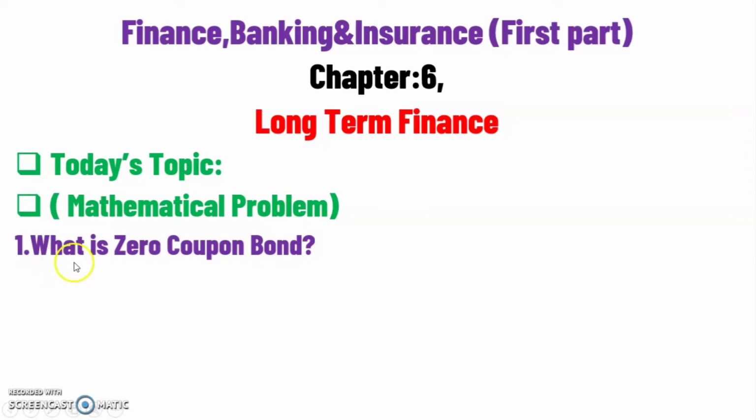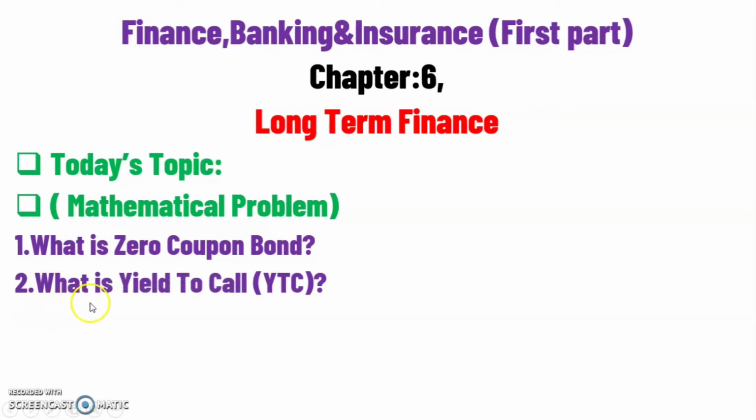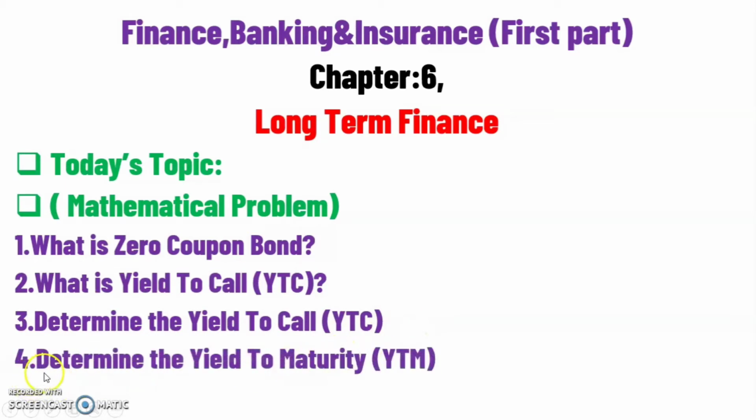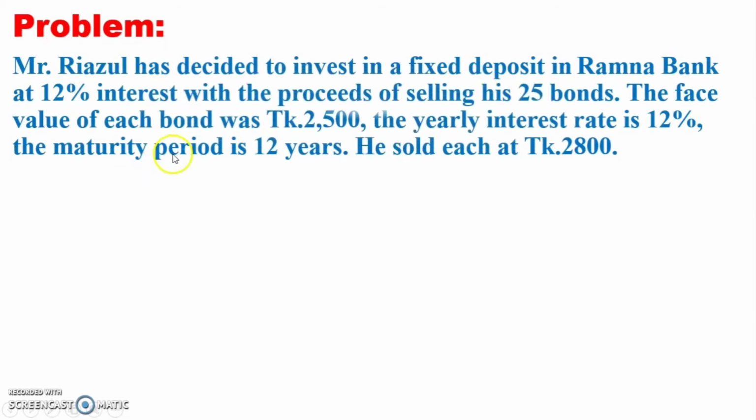Question number 1. What is zero coupon bond? 2. What is yield to call or YTC? 3. Determine the yield to call or YTC. And number 4. Determine the yield to maturity or YTM. Dear students, let's see the details. See the questions.